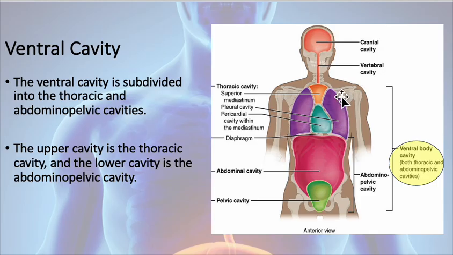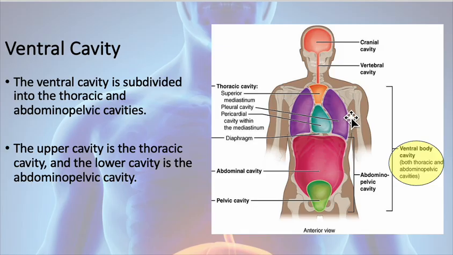This is subdivided into the thoracic cavity and the abdominopelvic cavity. So if we break up these words, or look at the meaning of these words, the thoracic cavity is pertaining to the thorax, or this region here of the chest, and the abdominopelvic cavity is pertaining to the abdominal and pelvic regions.